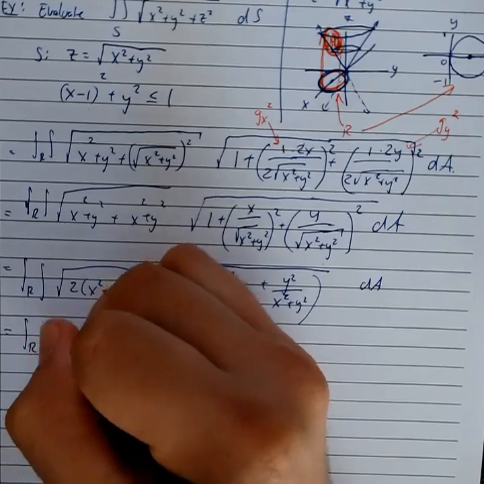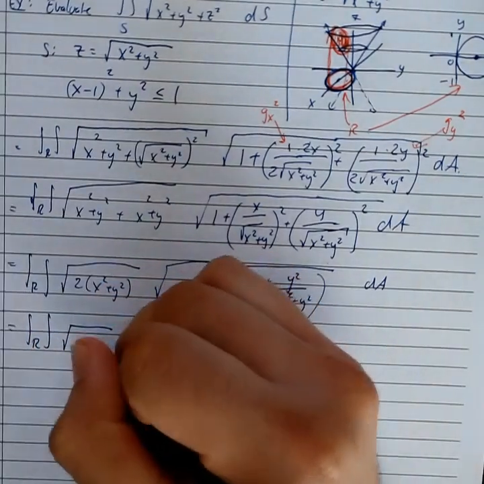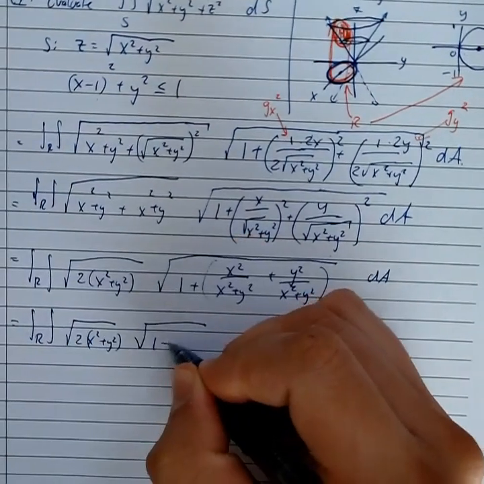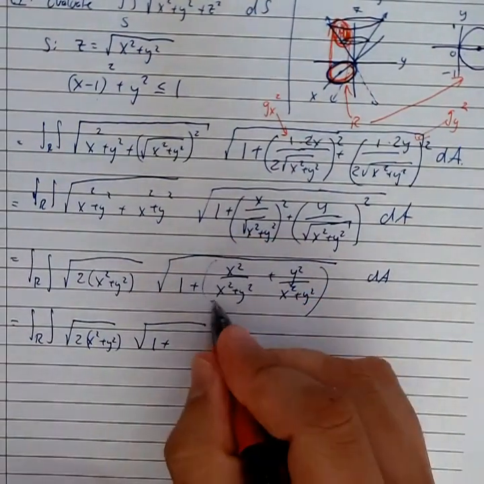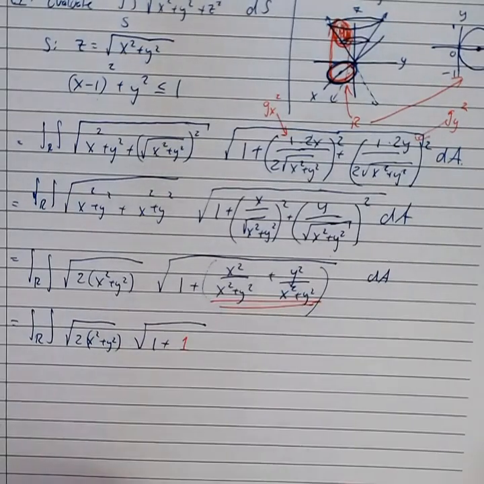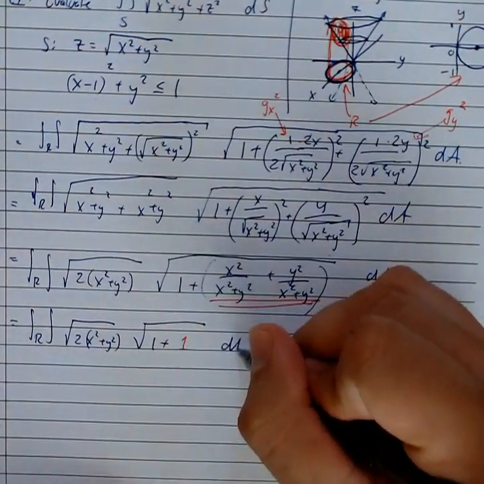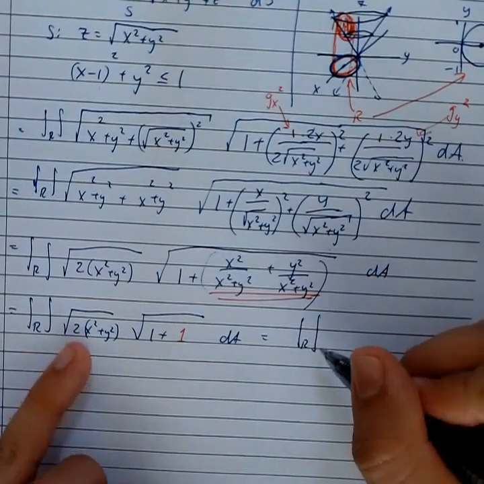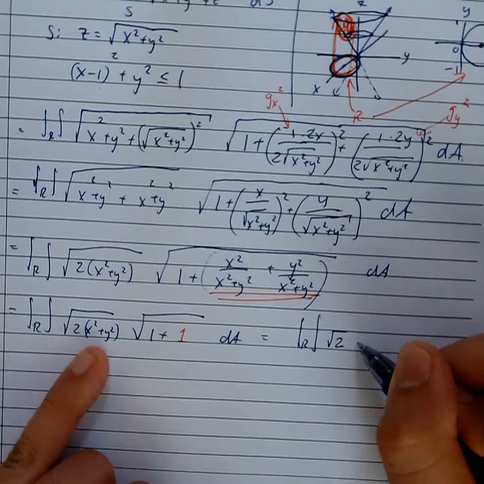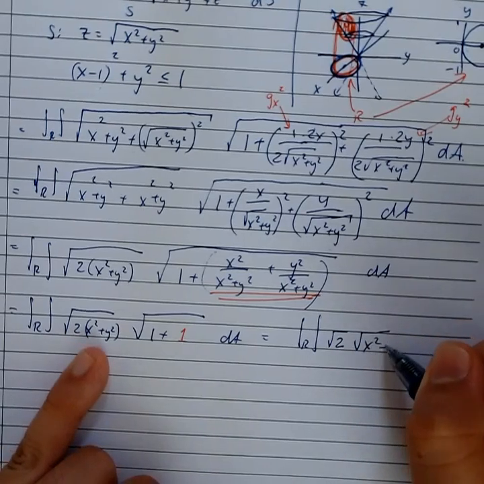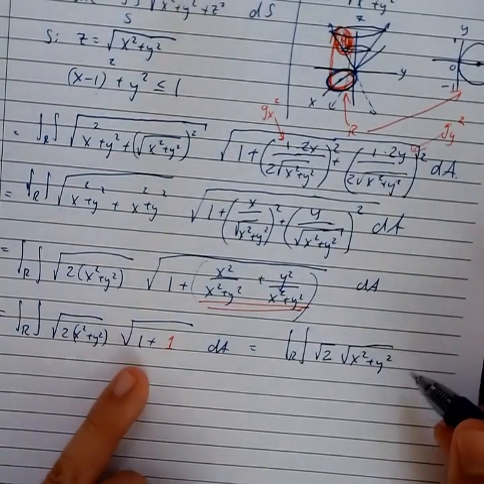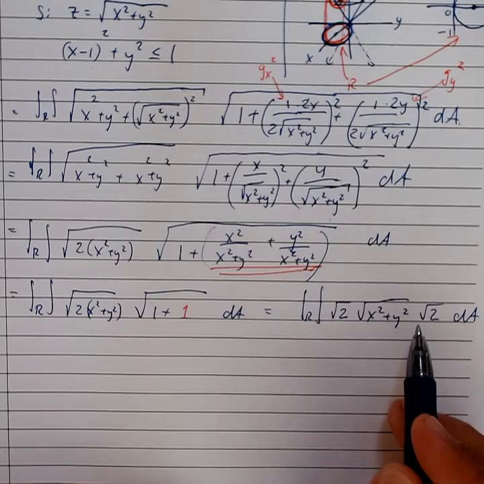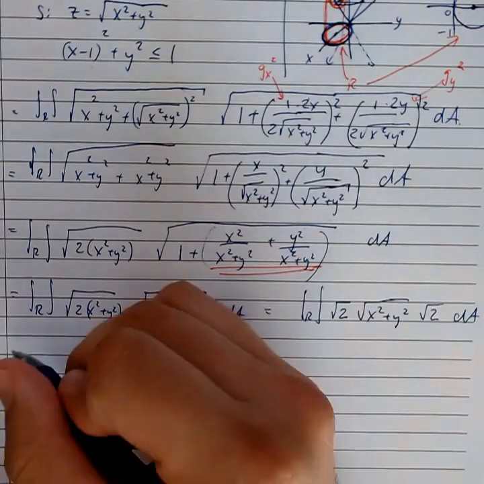So here that's the double integral over R of the square root of 2 times x squared plus y squared, times the square root of 1 plus, this whole thing right here is just the number 1, dA. So here that's going to be the double integral over R. Here I can take the square root of 2, here that's the square root of x squared plus y squared, and here, that's also the square root of 2, dA. Square root of 2 times square root of 2 is just regular 2, which I can pop out here.